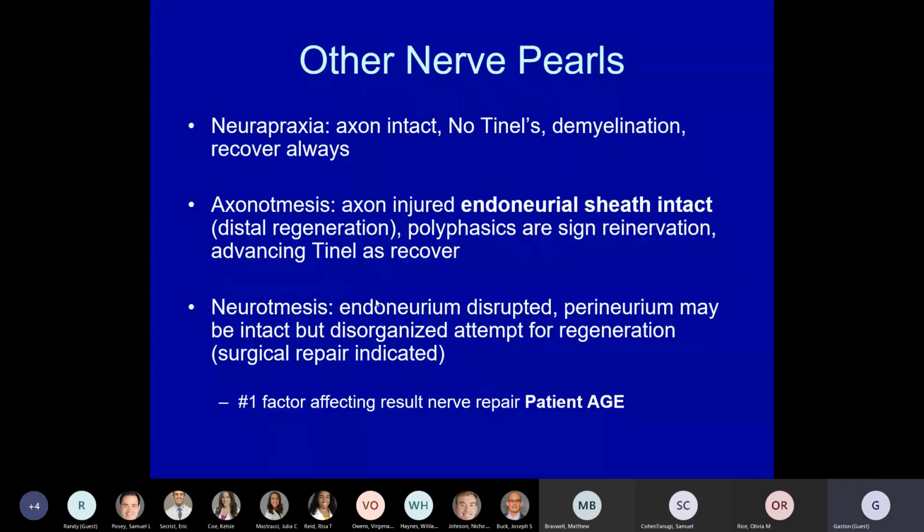Other ones that have shown up in the past: a neurapraxia, not a neuropraxia. A neurapraxia means the axons are intact.